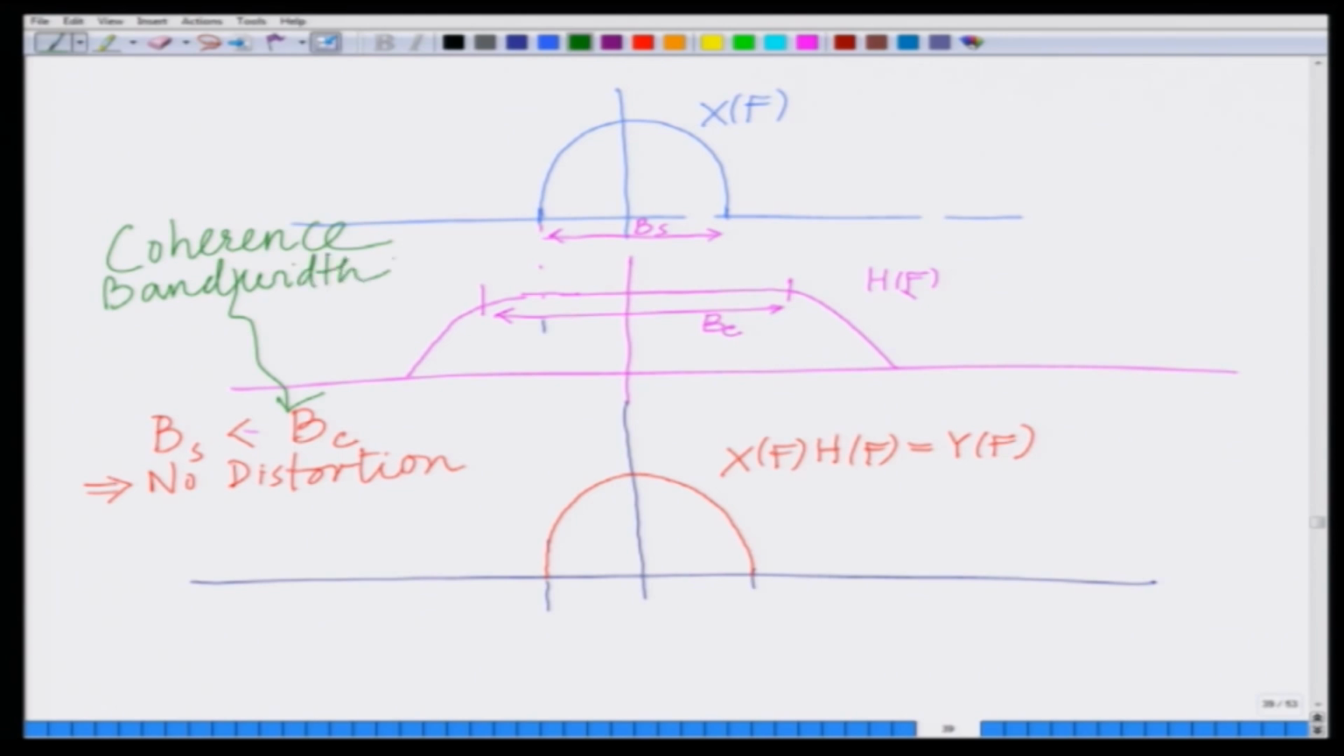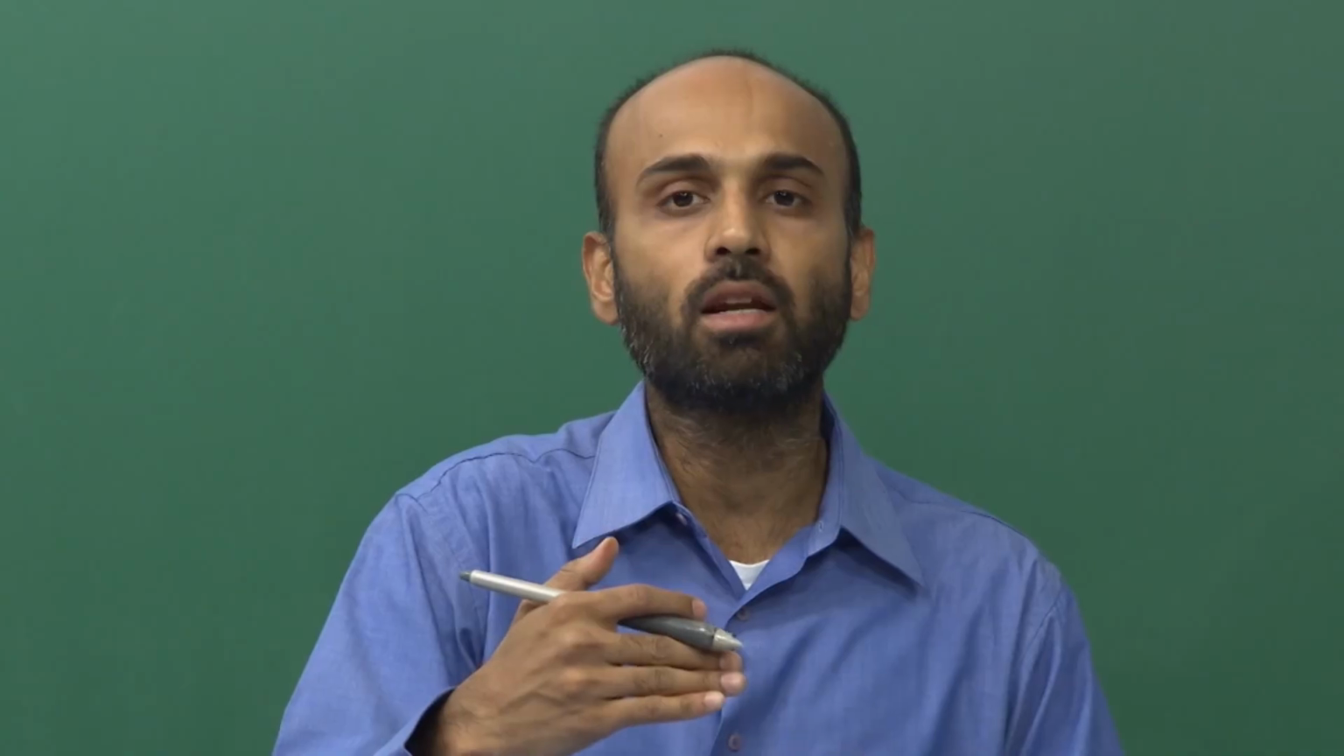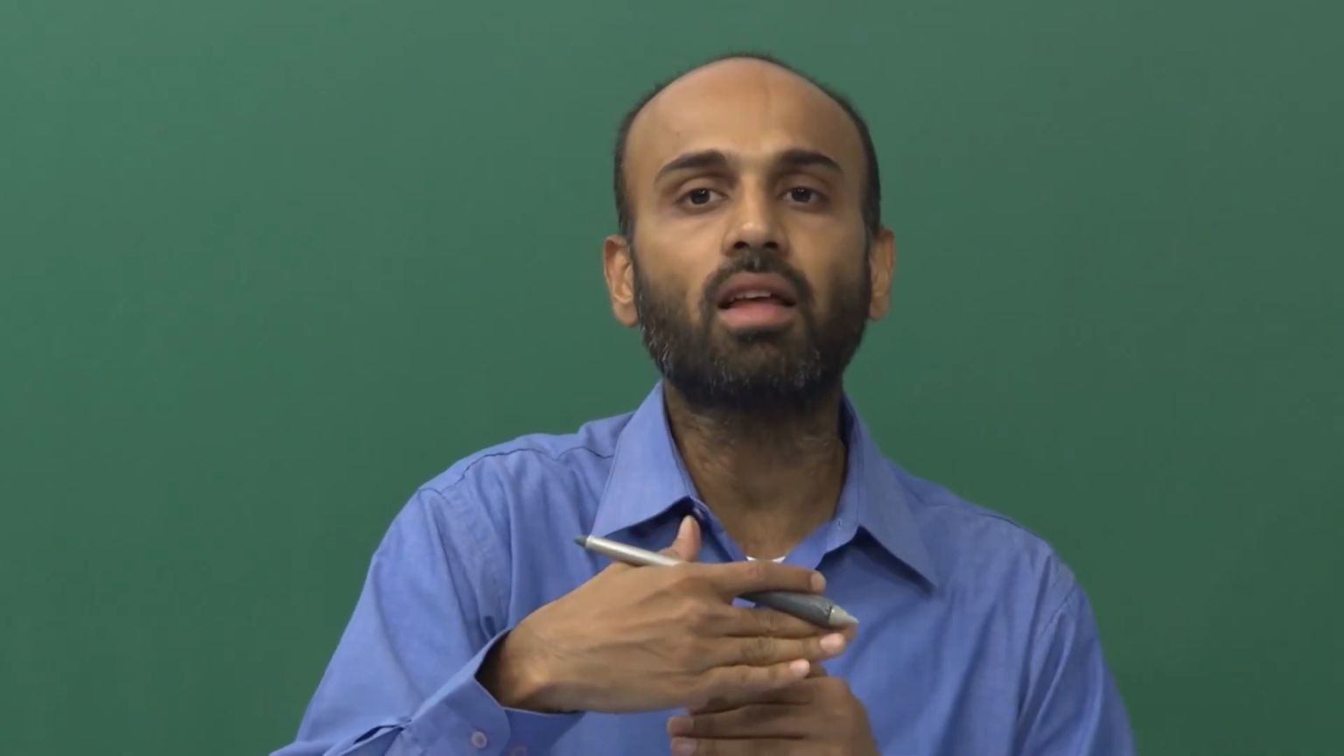This is known as the coherence bandwidth of the channel, and this scenario when Bs is less than Bc, this is known as a flat fading channel. Why is it a flat fading channel? Because the signal bandwidth is within the flat portion of the channel bandwidth. So, such a scenario is known as a flat fading channel scenario.